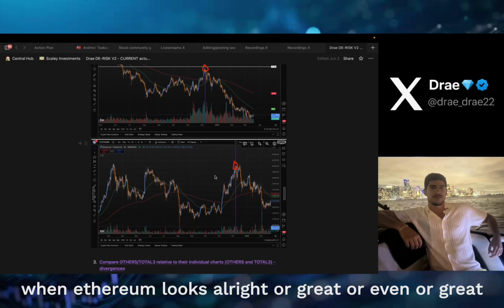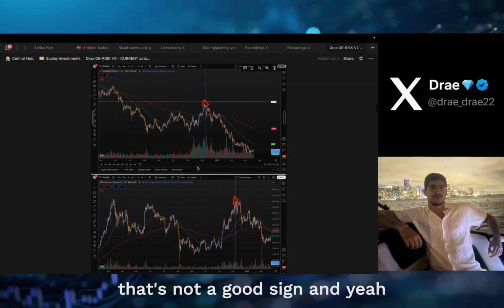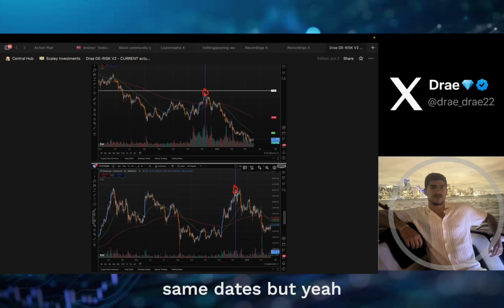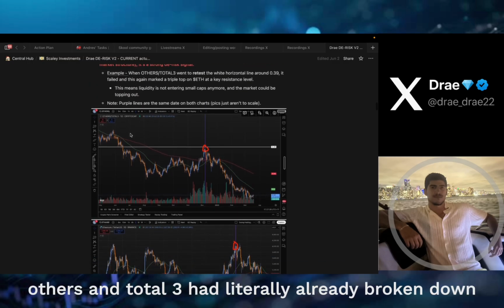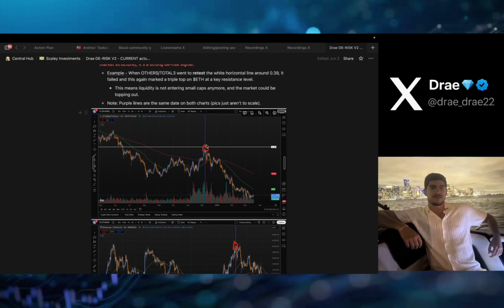when Ethereum looks alright, or great even, that's not a good sign. That's not a good sign. And as I said in this note, these purple lines are at the same dates. This was a triple top here, a huge resistance level. Meanwhile, Others Total 3 had literally already broken down, mind you, and then a retesting here.